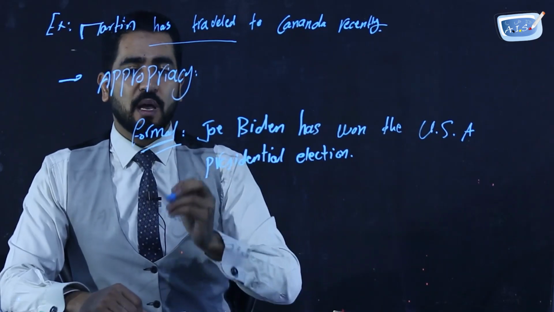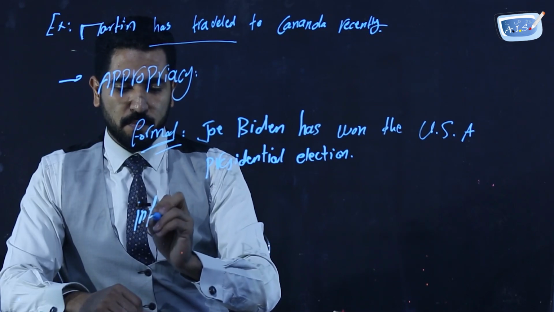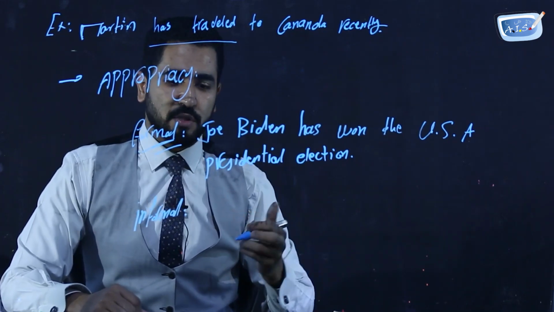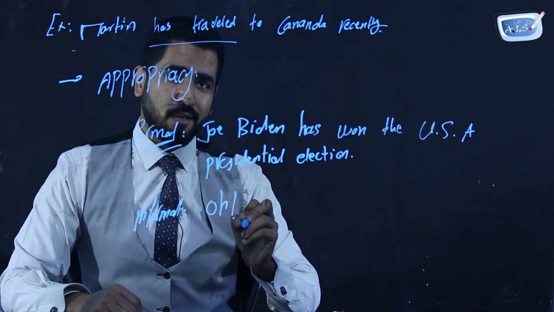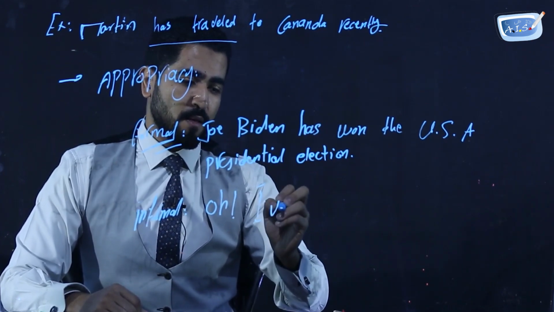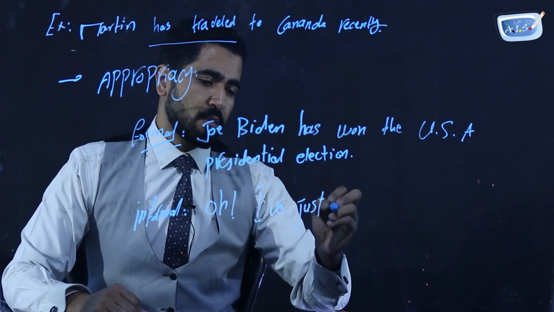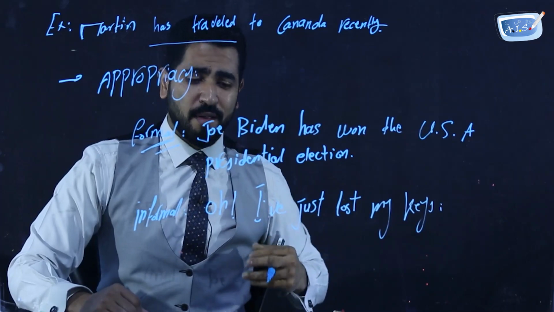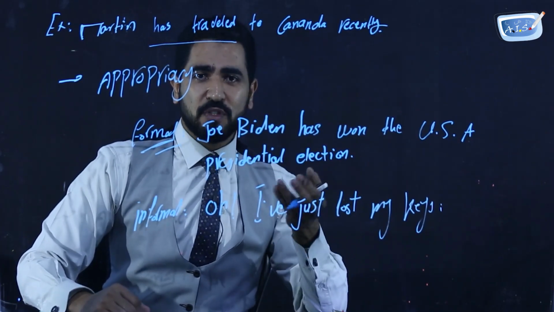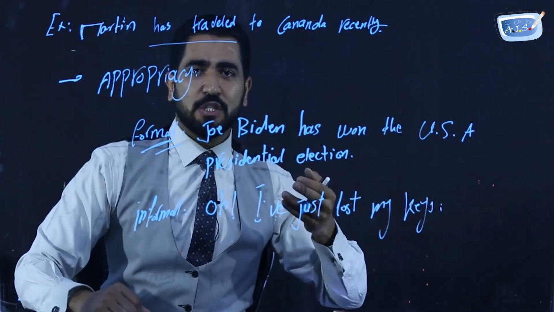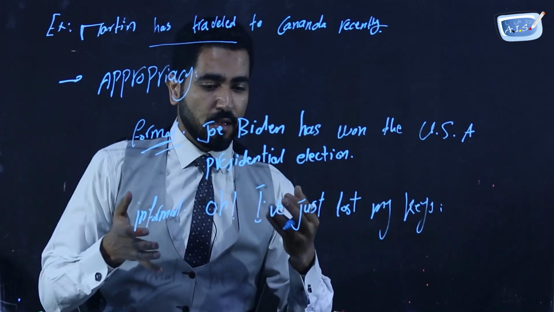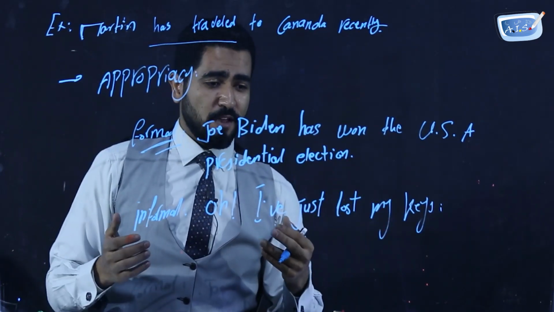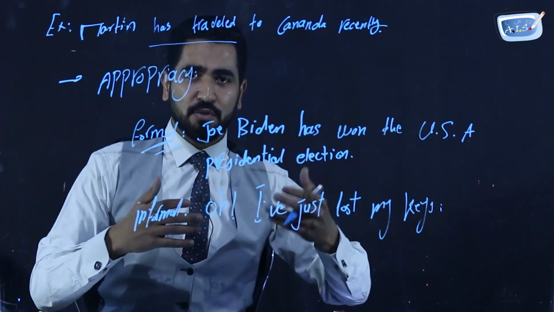So let's move on to the informal. Informal is one-to-one speech or daily conversation. Oh, I've just lost my keys. So this gives you the meaning that someone is outside or he's just discovering himself, checking his bag, and he did not find his keys. So he's telling his classmates, or the one he's talking to, oh, I've just lost my keys. So he's telling the news for the first time.